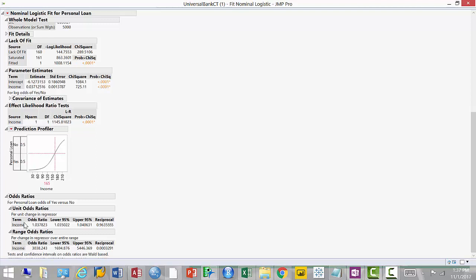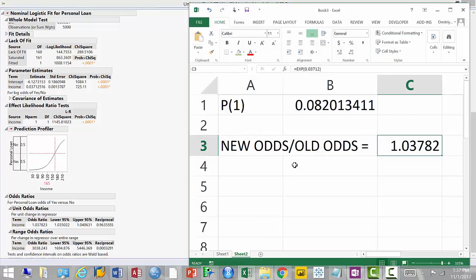And because we have only one independent variable, which is income, that's the only thing I used in this model, there is only one ratio. Is it the same thing as we computed or not? It is. I computed 1.03782, and what I have here is 1.03782. Well, another decimal, right? So that's the mystery behind that number.